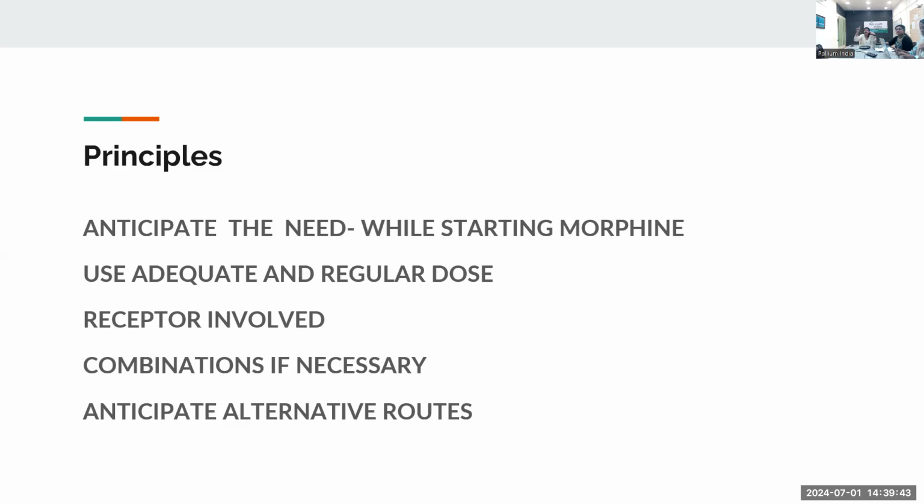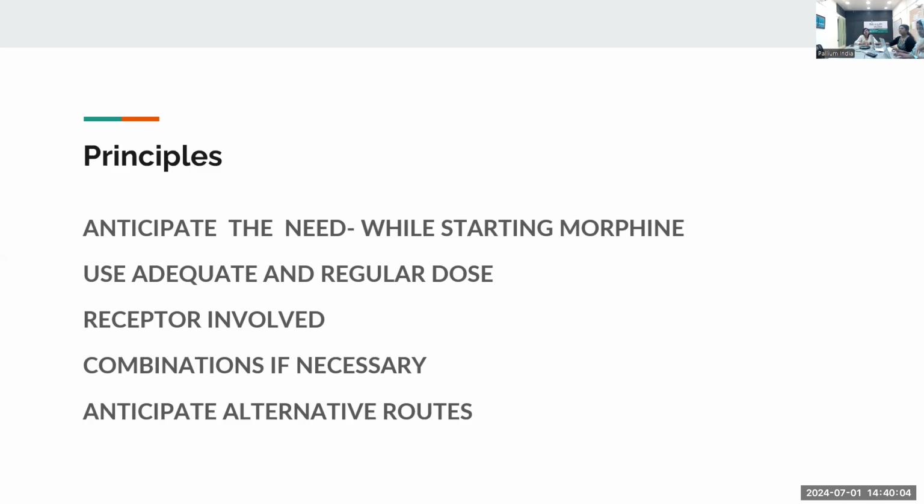You can give regular dose at least for 3 days. What's going to happen? The patient will have a good control. Giving PRN dose is not that good. The patient will not get a good control. Okay. So anticipate the need while starting.